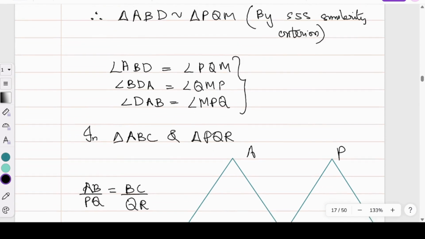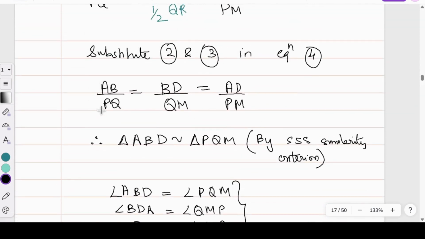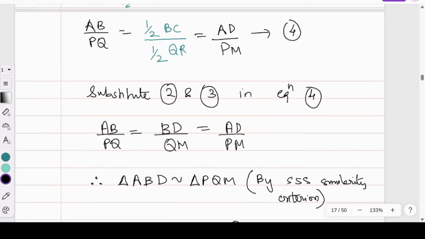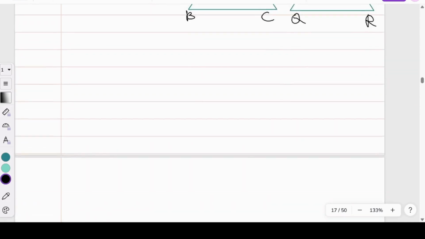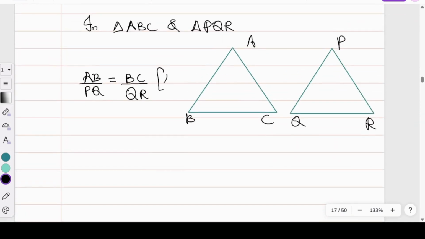Right? Look, that is from where? AB by PQ and BC by QR. That is the first one, right? Equation. From here we can write that one. From 1. That is from equation 1, right? Then we can write what?